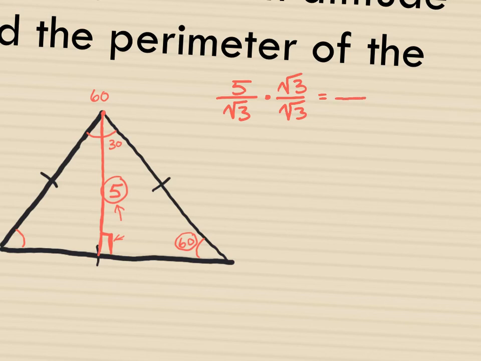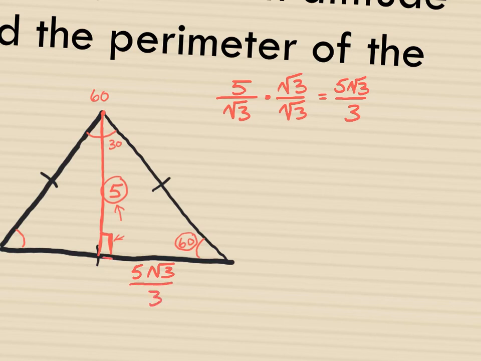5 square root of 3. No, sorry, on the bottom. Square root of 3 times square root of 3 is the square root of 9, and the square root of 9 is 3. The top becomes 5 square root of 3. My bad. This piece right here is 5 square root of 3 over 3.